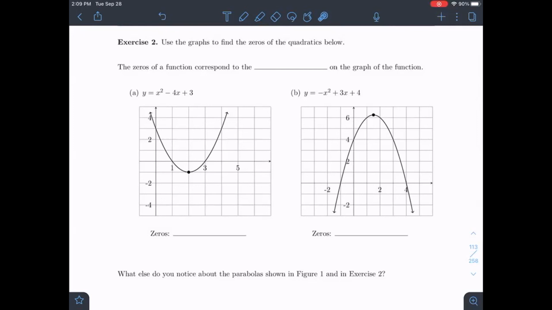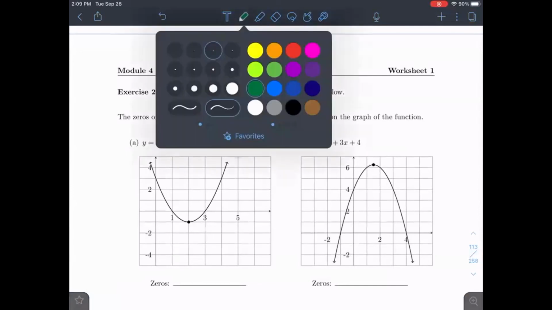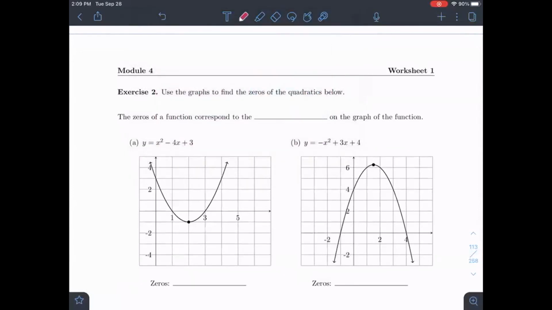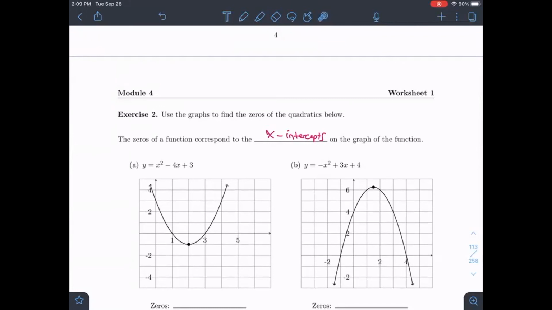Okay, it seems like most people are getting these. So just to go through this. As I mentioned earlier, the zeros of a function are going to correspond to the x-intercepts on the graph of the function. The x-intercept is just where y is equal to 0, just like the y-intercept was where x was equal to 0.